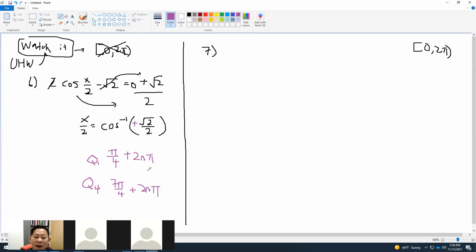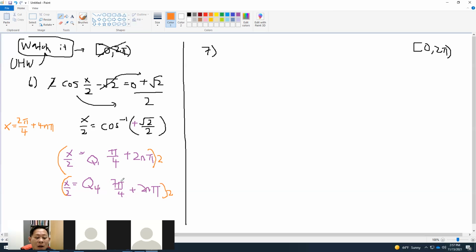And again, class, what you have here is for what? Not x. X over 2, right? So how do we get rid of this over 2, so x is by itself? Times by 2. So you have to take all this times 2. So what do you get when you multiply by 2 here? So what is pi over 4 times 2? You will get 2 pi over 4. 2n pi times 2 becomes 4n pi.